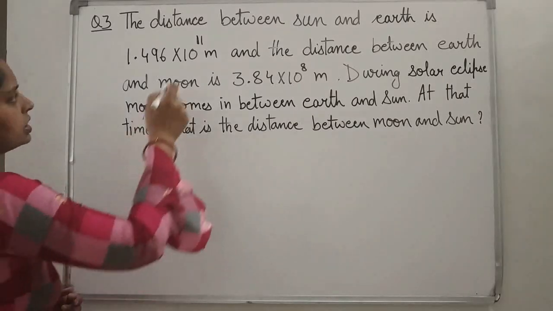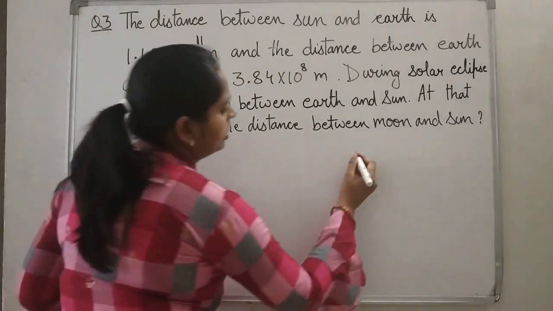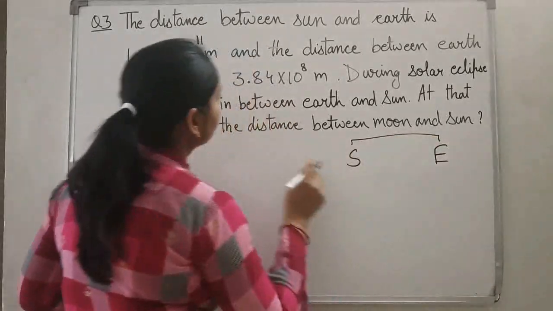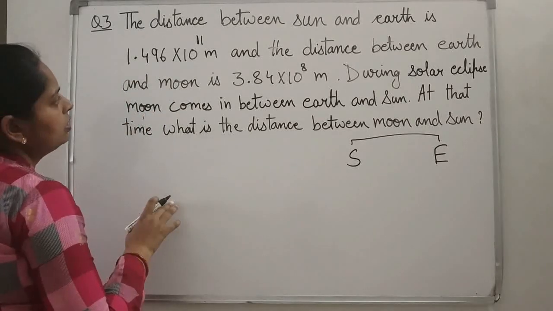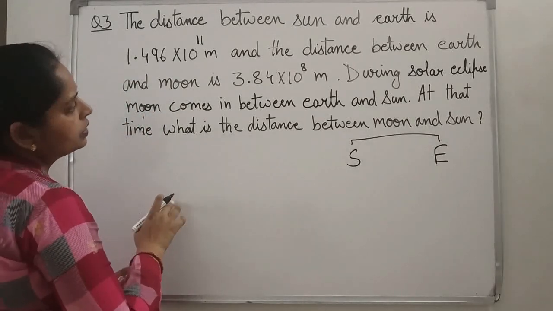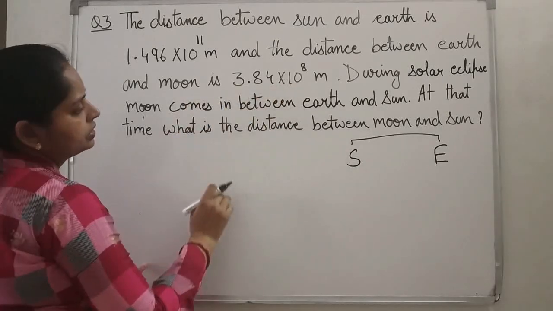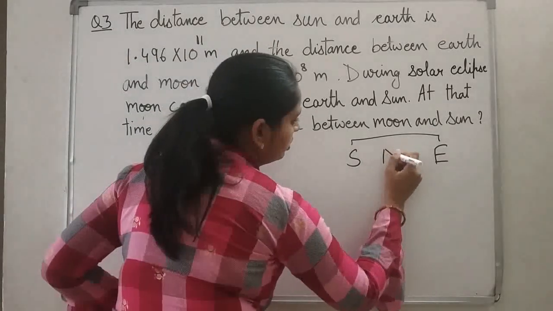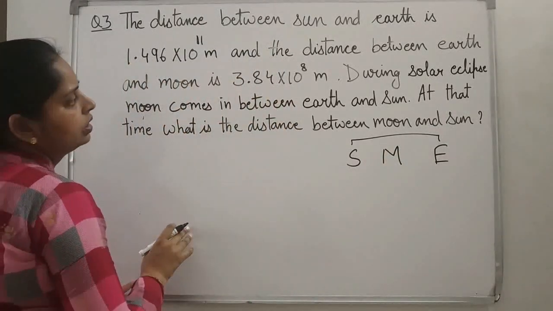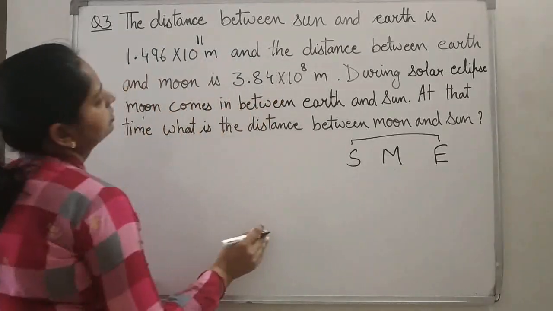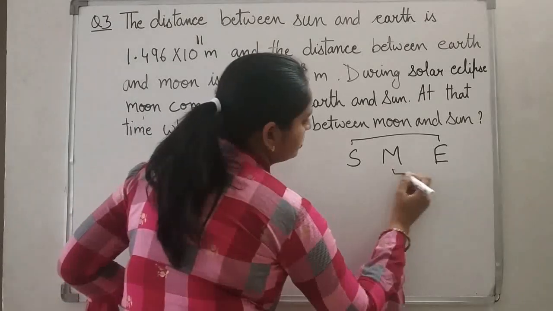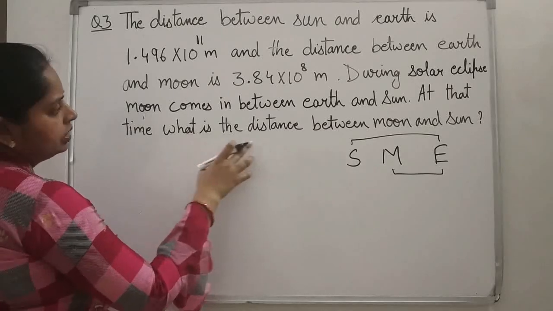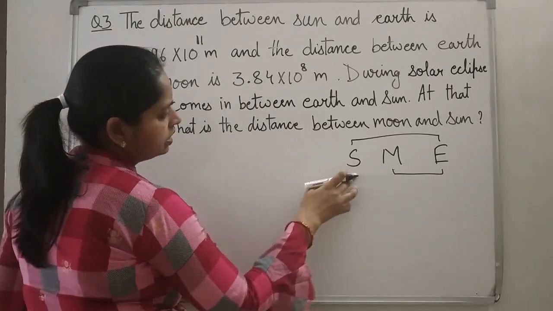See what is given. Distance between sun and earth is given. The distance between these two is given already, 1.496 into 10 to the power 11 meter. And the distance between moon and earth is given. At the time when the solar eclipse is there, the moon is in between sun and earth. And the question is asking, at that time, what is the distance between moon and sun? Means the distance between these two, right?